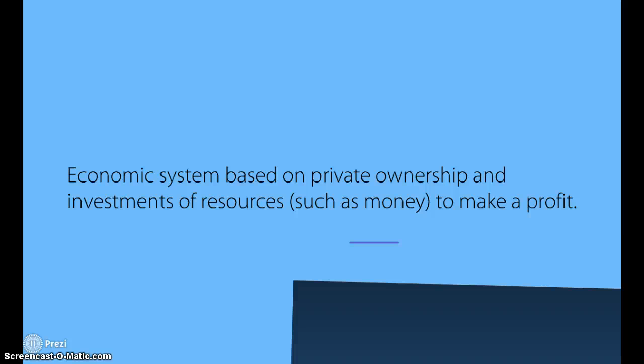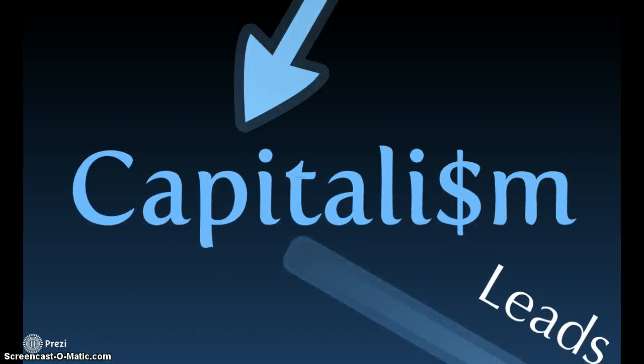Capitalism is an economic system based on private ownership and investment of resources, often money, but like maybe you paid for the boat or the tools or something like that. In exchange for that, you get the money. Whatever you make, you get it.